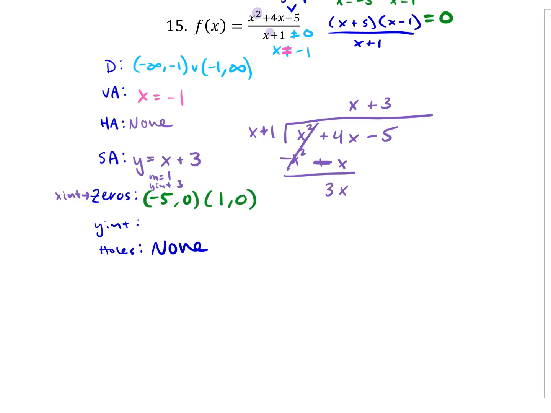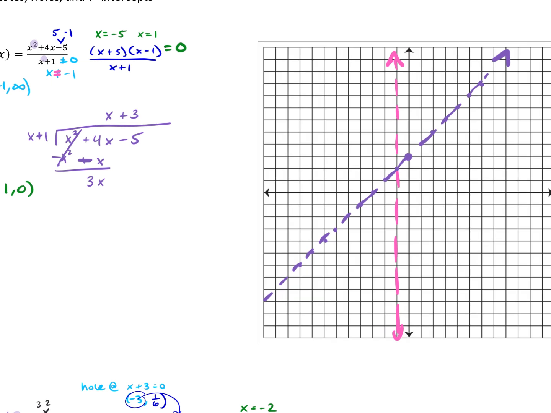2 x-intercepts. So I'm going to put a point at -5, 0 and 1, 0.